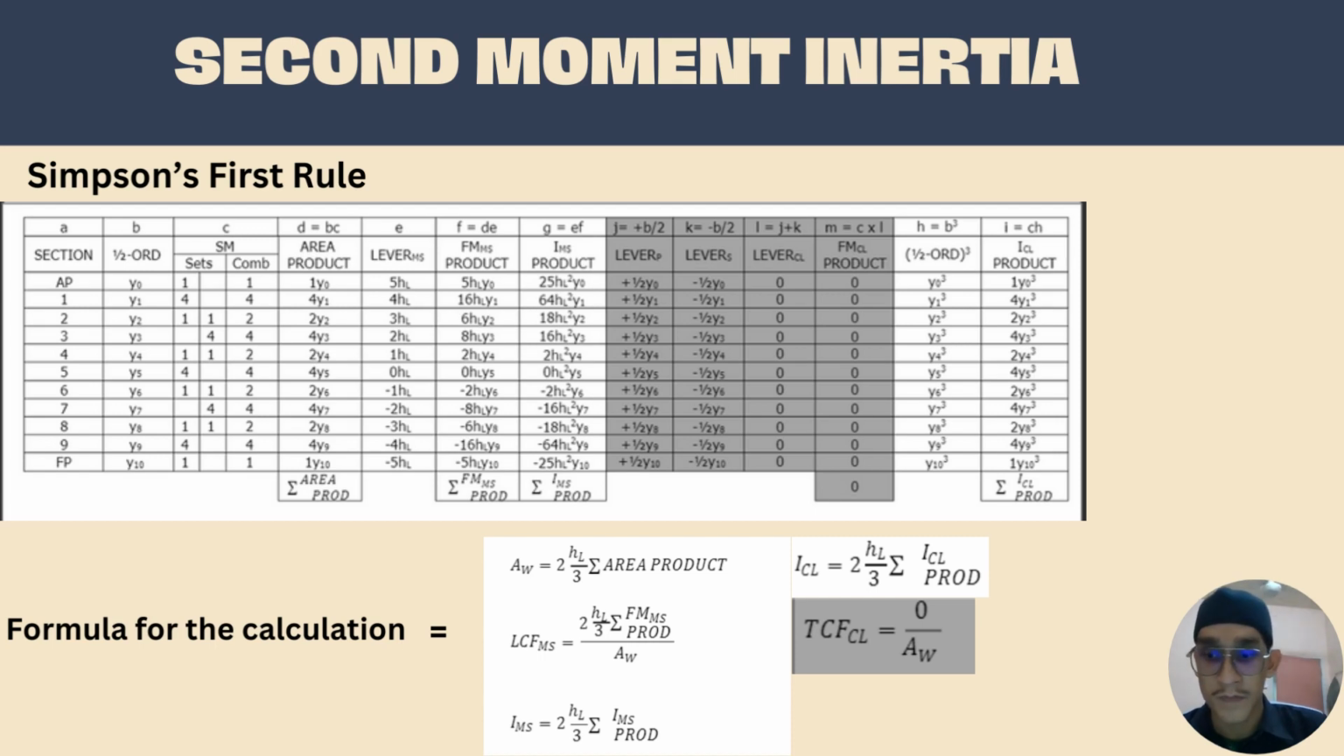So the second moment of inertia involves the values of LCF MS, TCF CL, IMS, and ICL. Firstly, we must do the Simpson's first rule, because all the information needed for the calculation is based on the Simpson's first rule. So for the example here, we have the summation of area product, summation of FMMS product, summation of IMS product, and the summation of ICL product. This information is required to do the calculation.